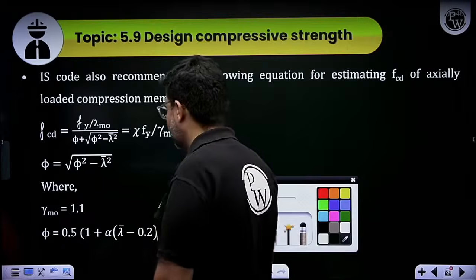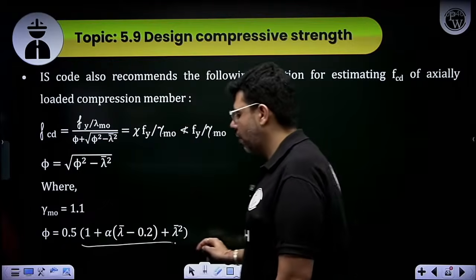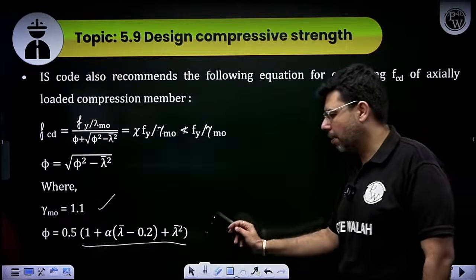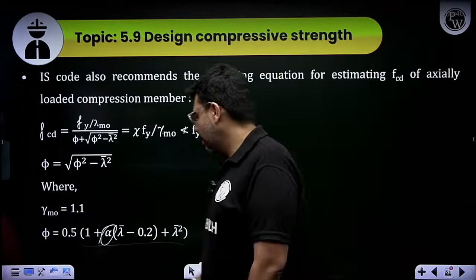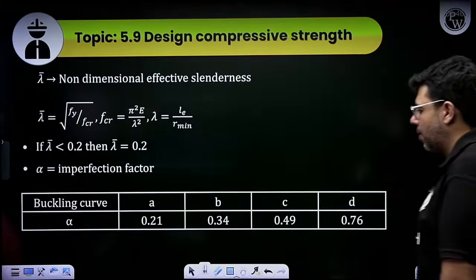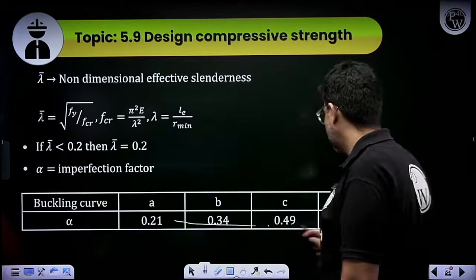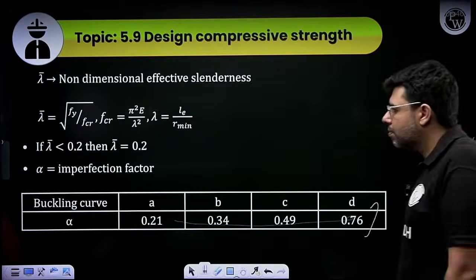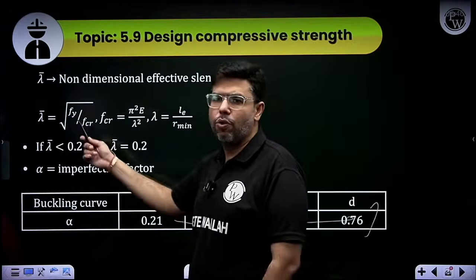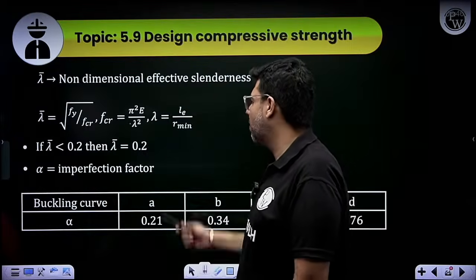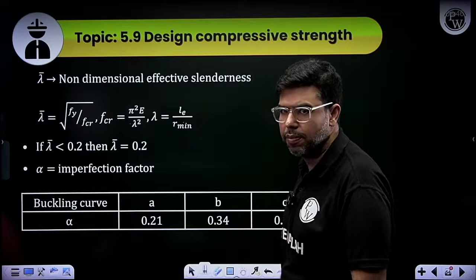Gamma MO is 1.1, phi is 0.5 times (1 plus alpha, lambda bar minus 0.2, plus lambda bar square). Alpha is the imperfection factor that depends upon the curve. For curve A, alpha is 0.21, and as you move towards curve D, alpha will keep on increasing. Lambda bar is the square root of Fy by FCR. FCR is the Euler's buckling stress, that is pi square E by lambda square. Lambda is L E by R minimum.